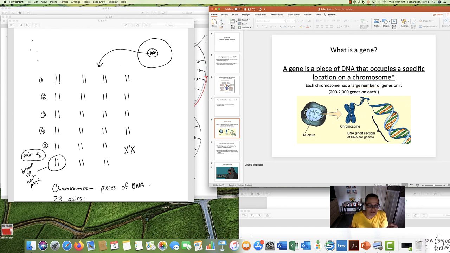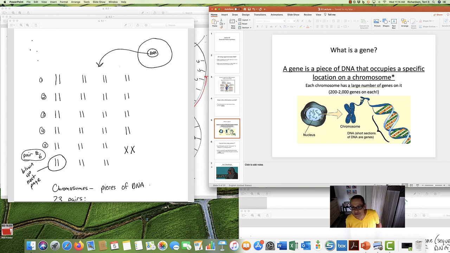You notice the first 22 pairs are just lines, and the 23rd pair has an XX. That's because the 23rd pair of our chromosomes are our sex chromosomes, what determines our birth gender. If we have XX, we are female. If we have XY, we are born with the male gender. So just dipping our toes in the water, refreshing our memory on chromosomes and DNA.